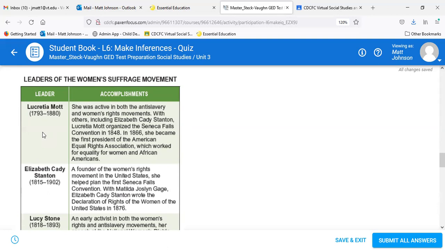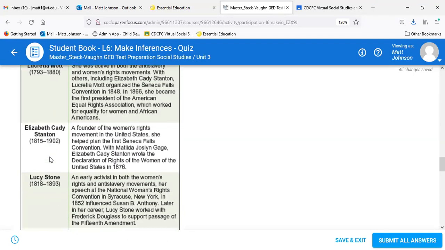And in 1866, she became the first president of the American Equal Rights Association, which worked for equality for women and African Americans. And we'll see this kind of confluence. Those two elements often came together. So the women's suffrage movement, women's right to vote, women's rights in general also coincided and dovetailed with the anti-slavery movement and larger civil rights issues.